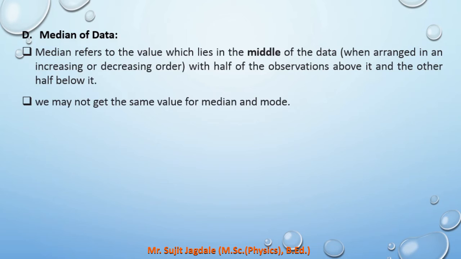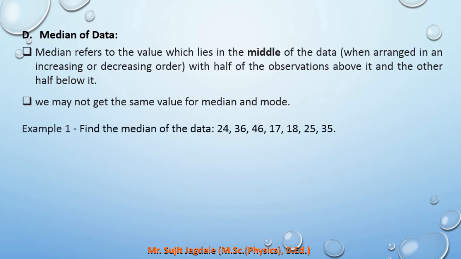Here we may not get the same value for median and mode. That means median and mode may be different. Okay, we'll see it with the help of an example. Find the median of the data. Data is given. So how many observations are here? 7 observations are given. Okay. Now what is the first step while calculating the median? What is the first important step? Here it is given in the definition.